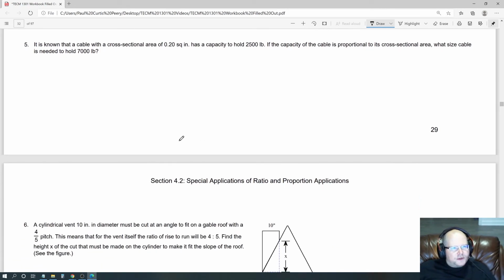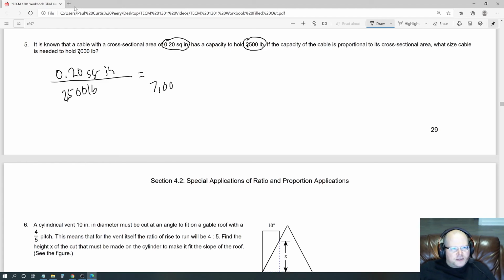It is known that a cable with a cross-sectional area of 0.2 square inches has a capacity to hold 2,500 pounds. If the capacity of the cable is proportionate to its cross-sectional area, what size cable is needed to hold 7,000 pounds, right? So how do we set that up? Okay. So they give us a ratio right here, which is 0.2 square inches to 2,500 pounds. So first I'm going to write that: 0.2 square inches, and then over here we have 2,500 pounds. And you can put in more information. You could say of the cable here, and this would be how much it can hold. You can more thoroughly label it if you want to.